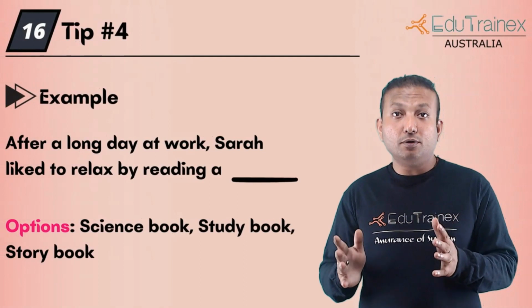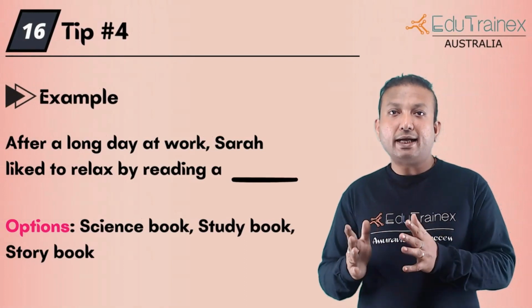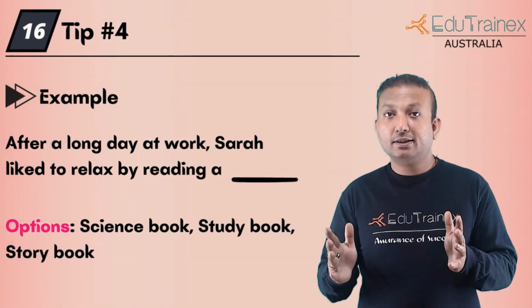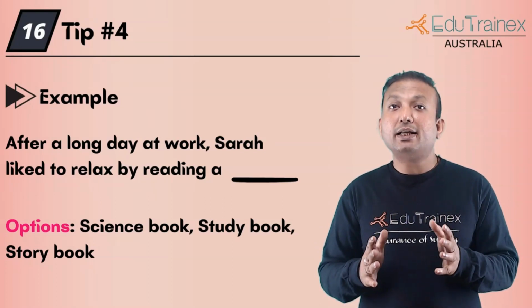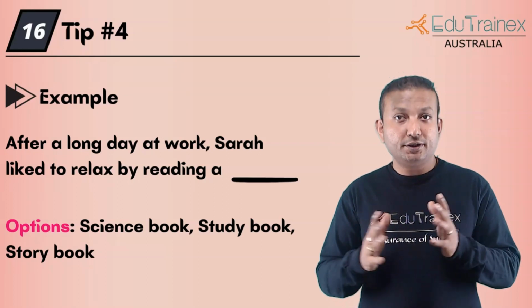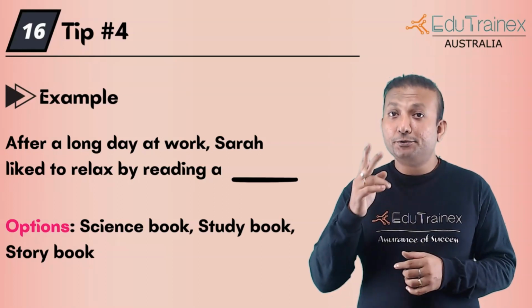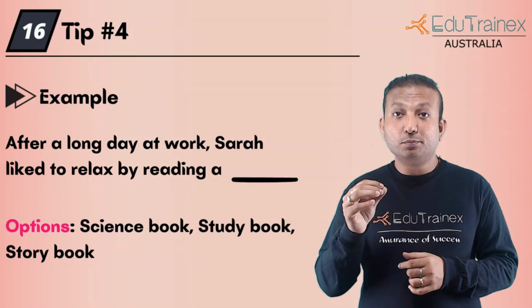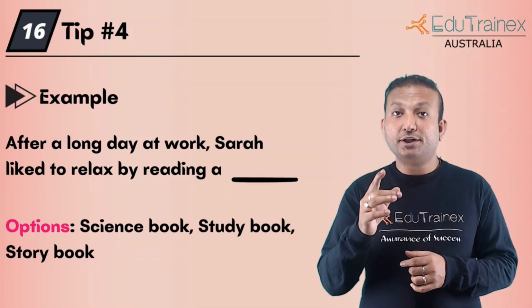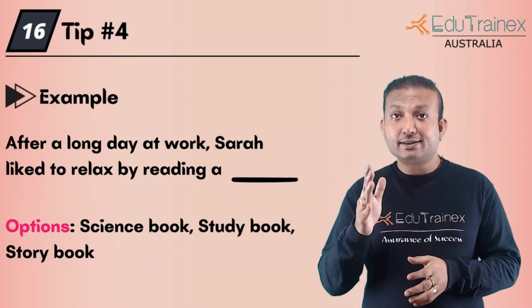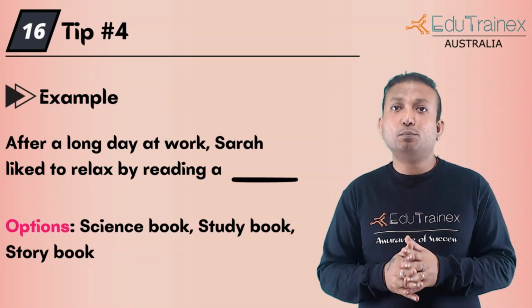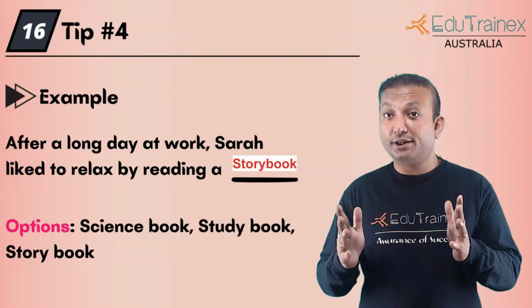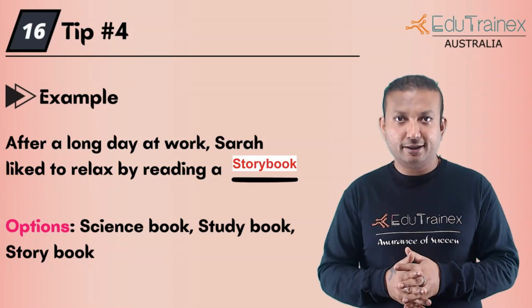Let's look at an example. After a long day at work, Sarah liked to relax by reading a dash. The sentence talks about relaxing. So the word is likely to be related to leisure activities. If I give you the options of science book, study book, or storybook, you can easily guess that Sarah wants to relax after a long day. So she would most likely want to read a storybook, not a science book or a study book.